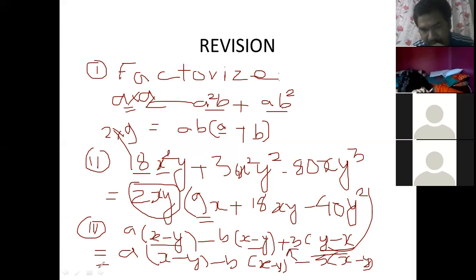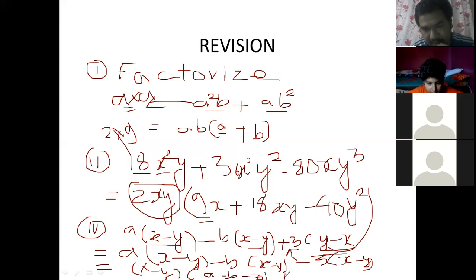Now there is a common factor, children. What is common now? X minus y. Yes, now x minus y is common. Minus b minus 3. There is a minus b minus 3. This is another factor. This is the answer. Okay, children. This is the first exercise on how to take common. This I revised here.